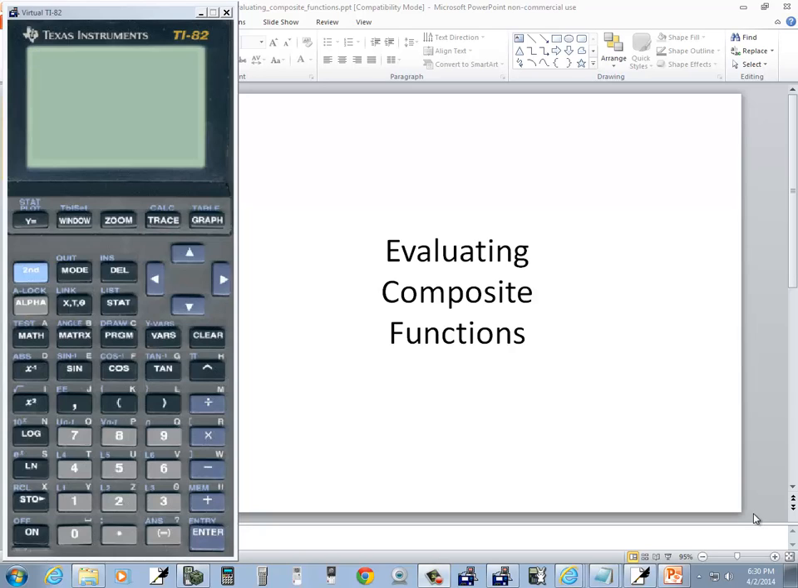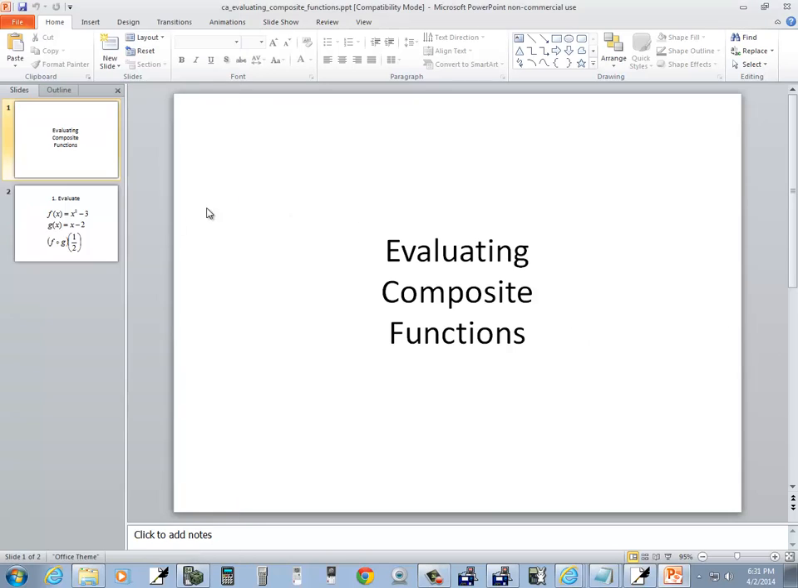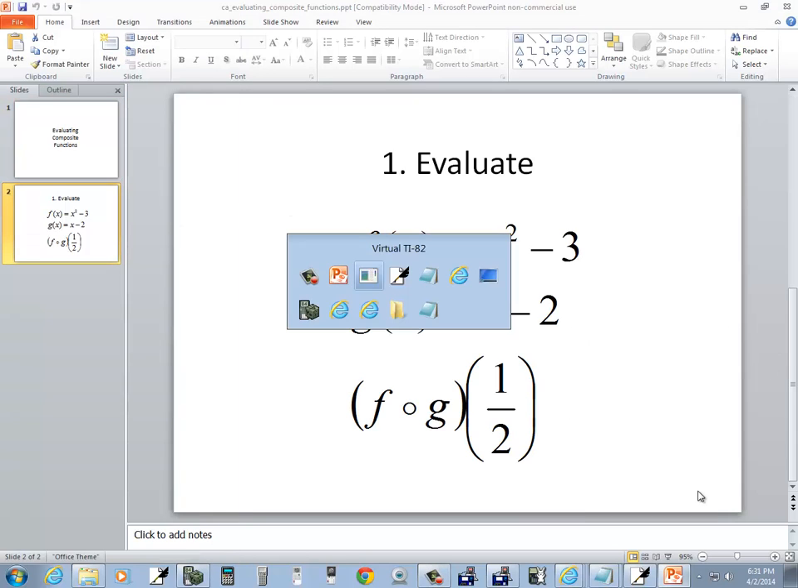Let's take a look at evaluating composite functions on a TI-82 calculator. Okay, let's take a look at this problem.